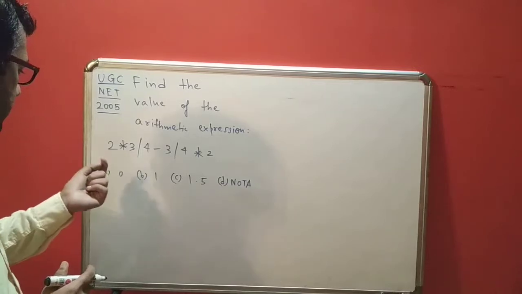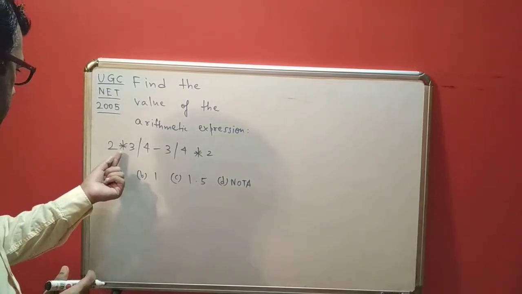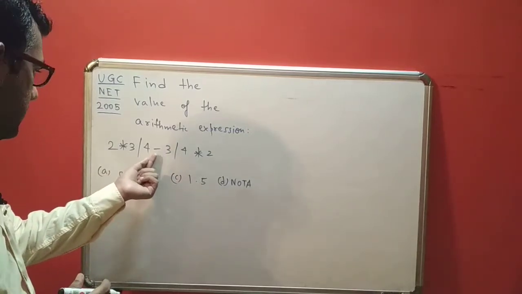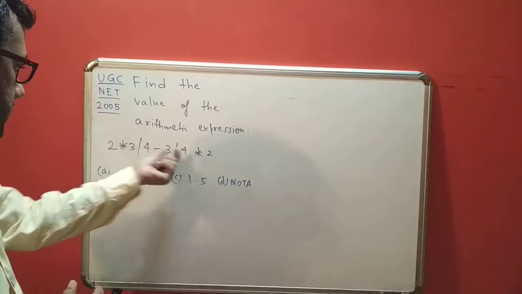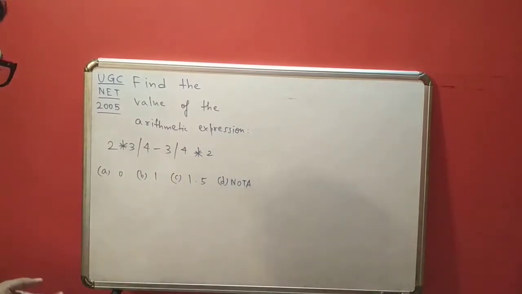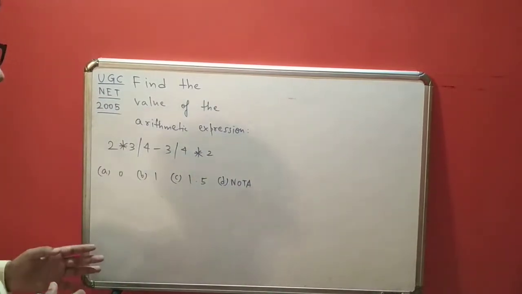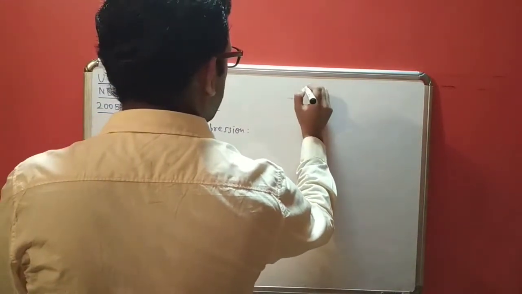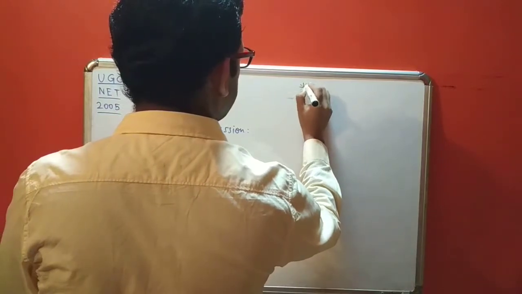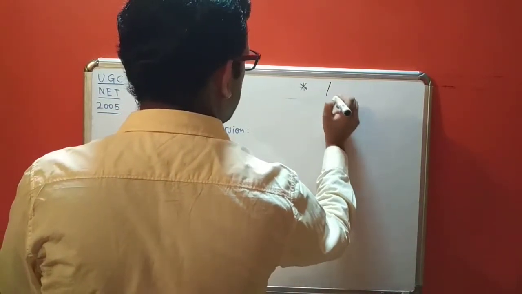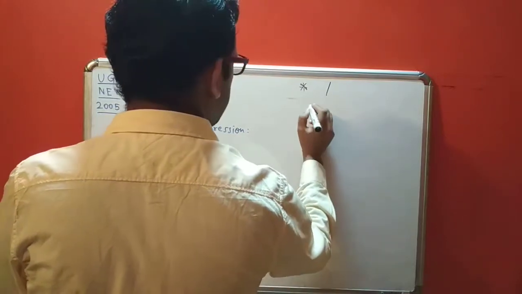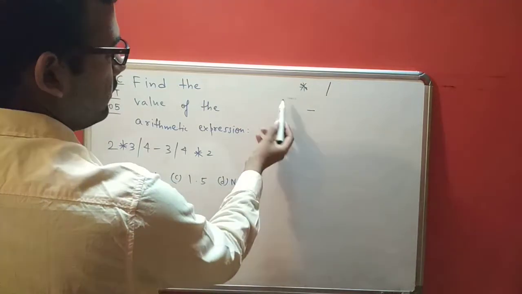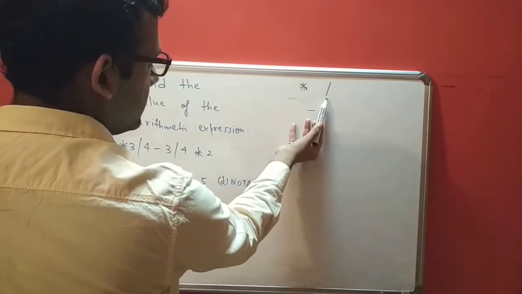The operators given to us in the expression are multiplication, division, and subtraction. They're repeated: the division operator occurs twice, and the multiplication operator also occurs twice. We know from the operator precedence table that multiplication and division have the same precedence. Subtraction has a precedence lesser than that of multiplication as well as division.